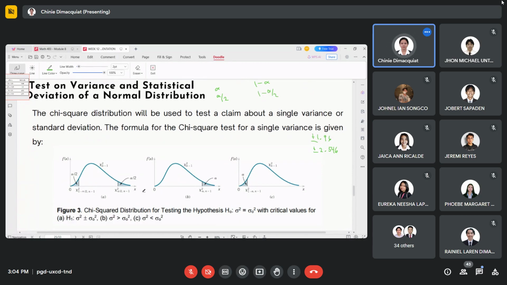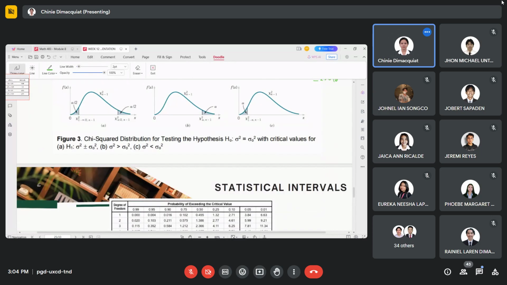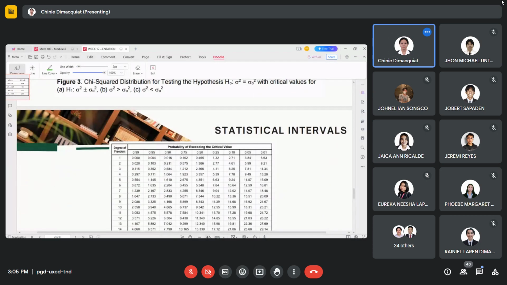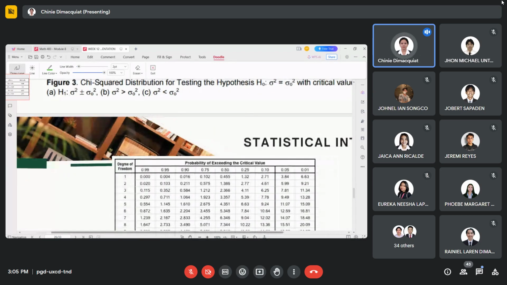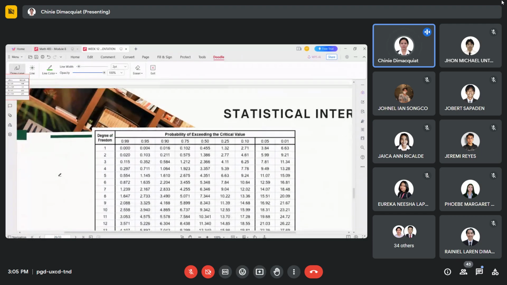So, for a test on variance, since it is a new test, there is a new table as the basis for our critical value. It also uses degrees of freedom of n minus 1, and here are our alpha and 1 minus alpha, or alpha over 2 and 1 minus alpha over 2. So we look here, as well as at the degrees of freedom.